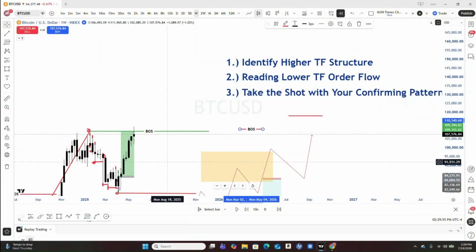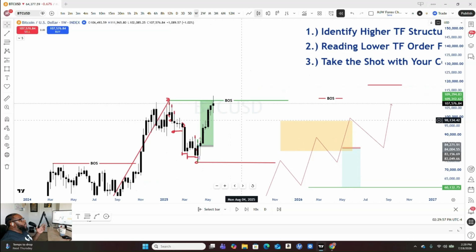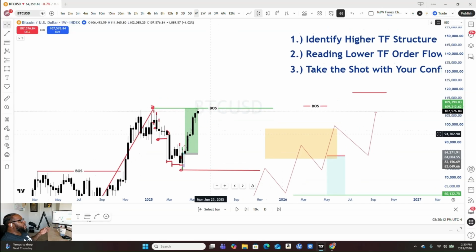Now, this was a swing trade. This was massive. But the same way you can see this on the weekly time frame and scale down to the 1-hour time frame, there are trades that I've taught my mentees how to take where you have a weekly time frame point of interest, and then you have a shift in order flow on the 5-minute time frame, and you can execute a trade that has a single-digit stop loss and a triple-digit take profit.